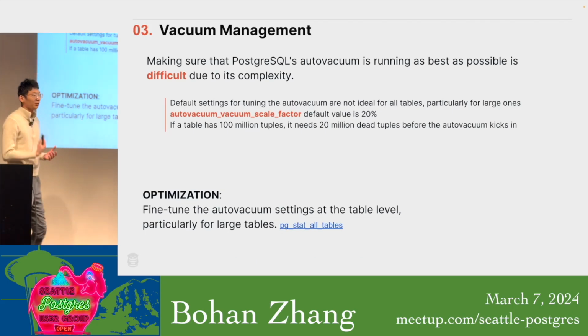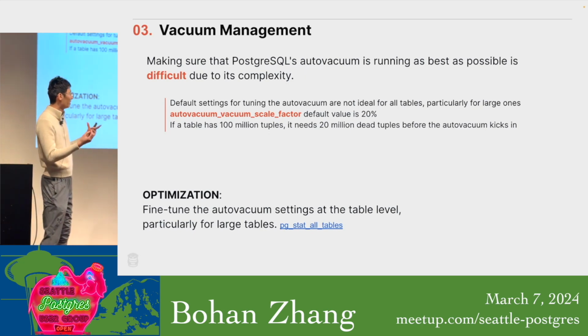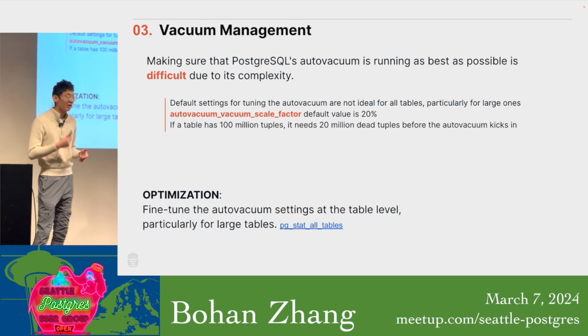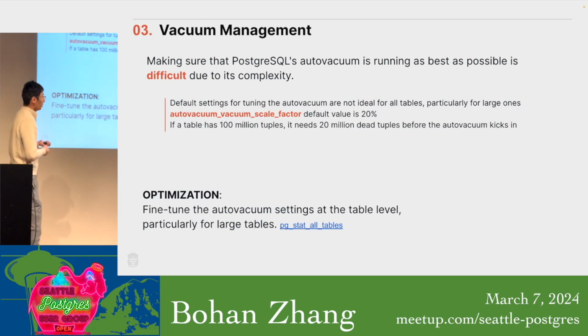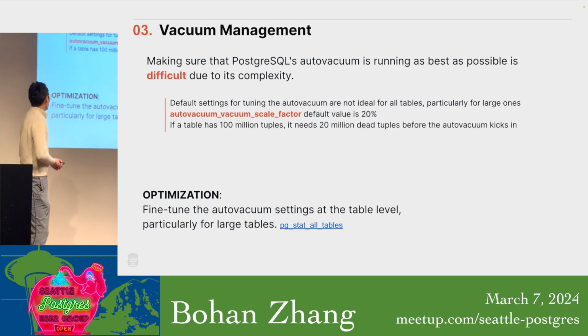Let's say you have 100 million tuples. It needs 20 million dead tuples before autovacuum kicks in. So there are lots of dead tuples before autovacuum kicks in for large tables. Ideally, we should fine-tune the autovacuum settings at the table level. For large tables, we should decrease the scale factor so that autovacuum kicks in earlier. In Postgres, you can set the autovacuum settings at the table level. So we should fine-tune the autovacuum settings, particularly for large tables.